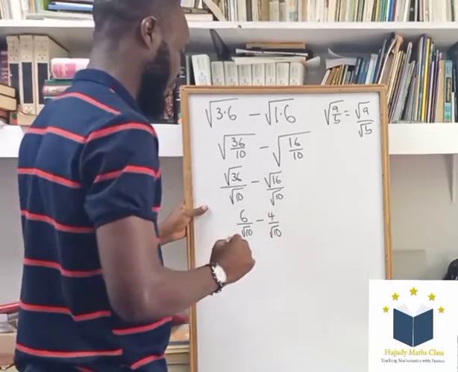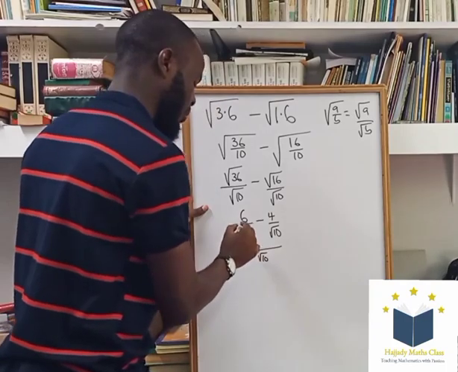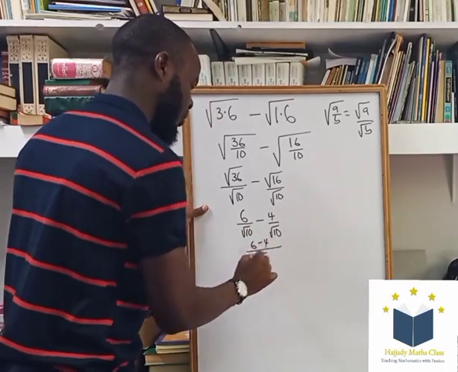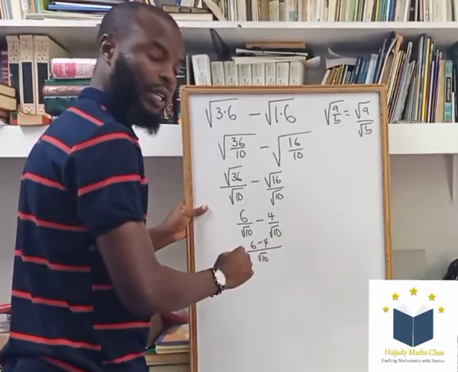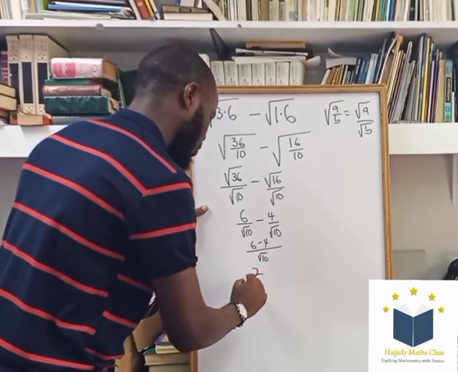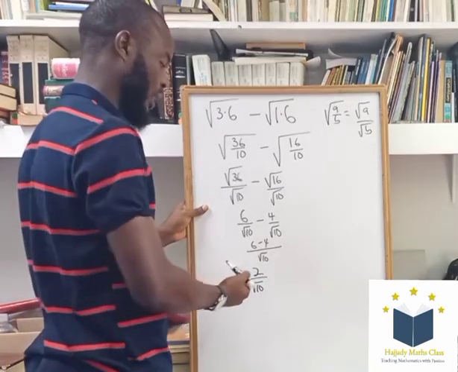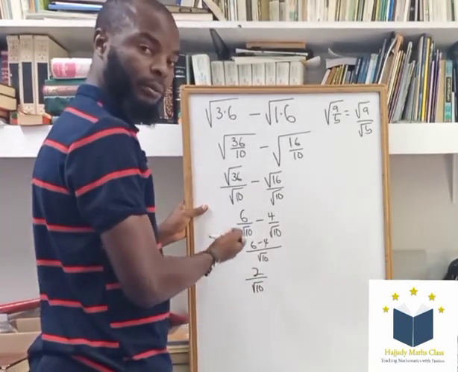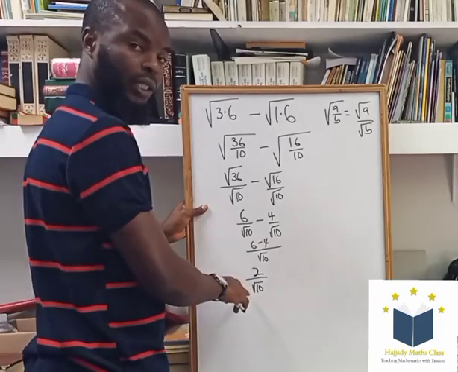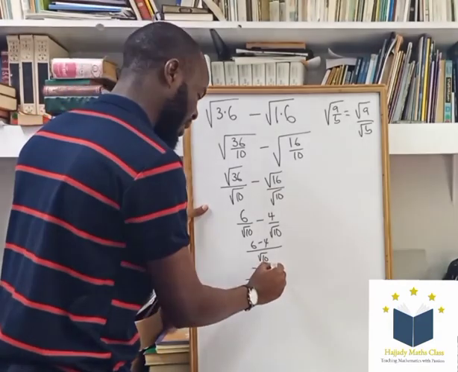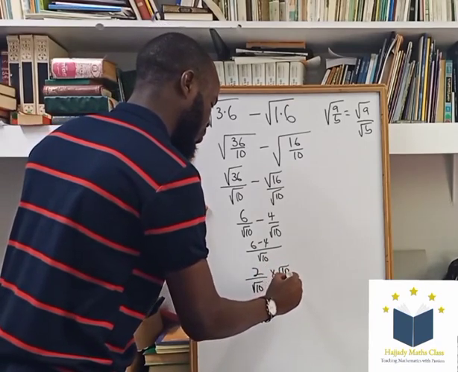Now finding the LCM, we have root 10 as the LCM. Here we have 6 minus 4, which is the same thing as 2 over root 10. Like I used to say, you can't just leave this in this form because we have a radical as a denominator. So there's a need for us to rationalize, whereby we multiply by the denominator, which is root 10 over root 10.